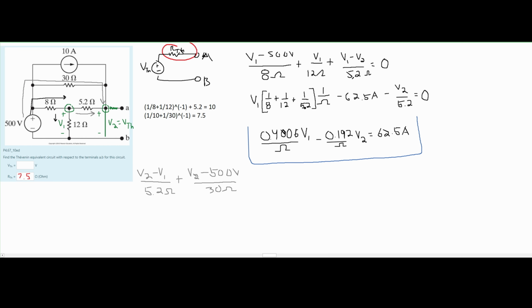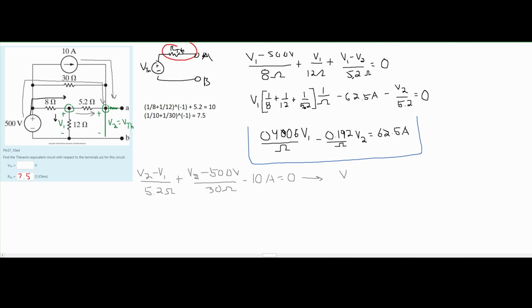Lastly, the only thing else that's connected here is this 10 amps. This 10 amps is going into our node, so it's also a negative. We're going to have a minus 10 amps, and because of Kirchhoff's law, this is equal to 0. Now we're going to do the same thing that we did for the first one. We're going to separate everything.